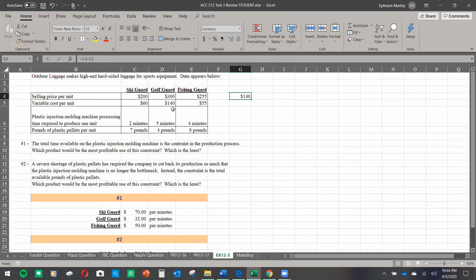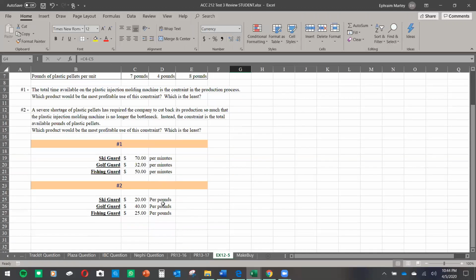It will take us 5 minutes to make the contribution margin. So how long is it going to take you to make a profit? That's what you're trying to do. And contribution margin is a profit.